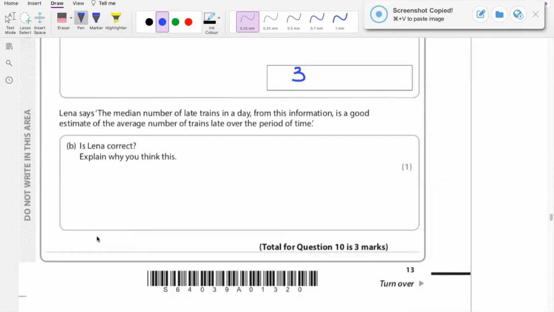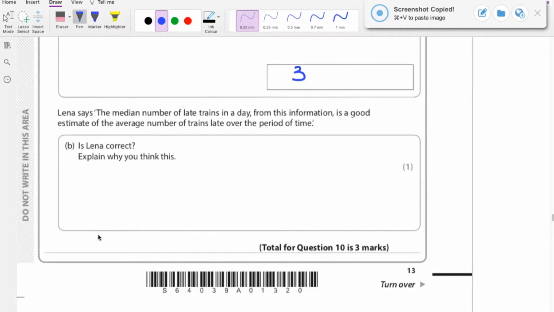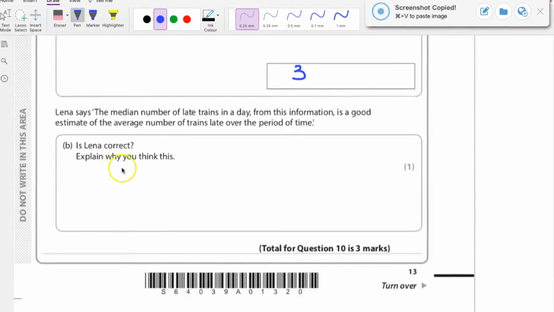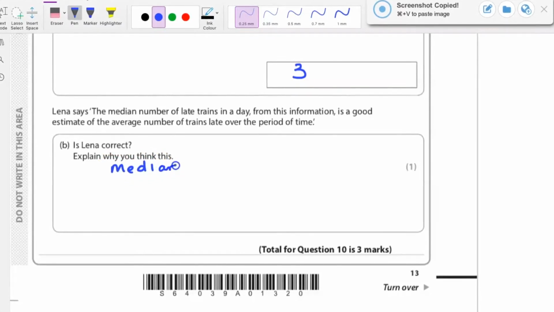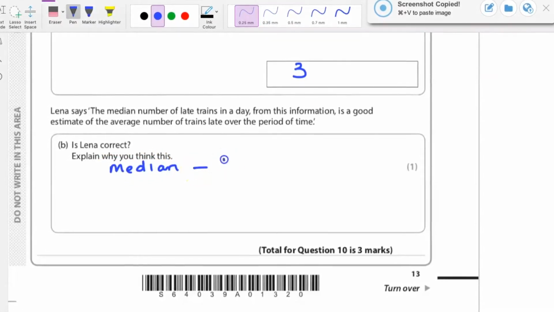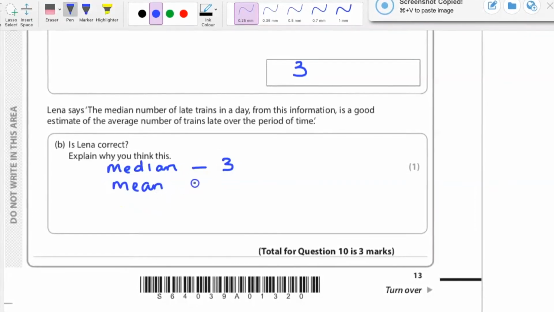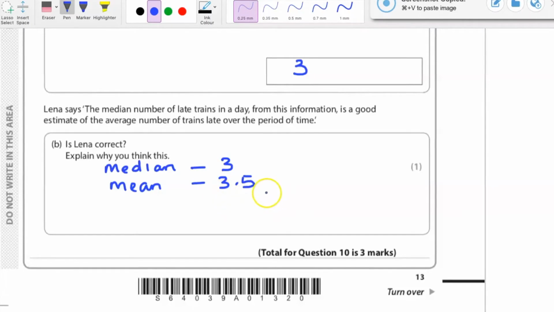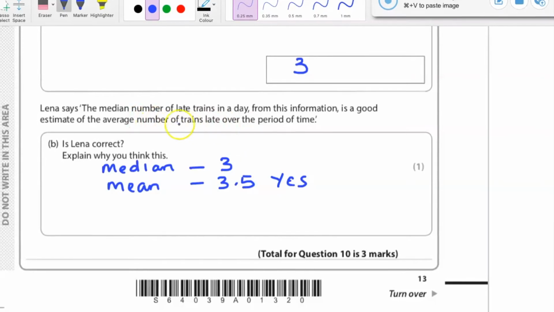Lina says the median number of late trains in a day for this information is a good estimate of the average number of trains late over the period of time. So we know the median is 3. We found that the mean is 3.5. To compare those two, yes, we can say yes, it is a good estimate.